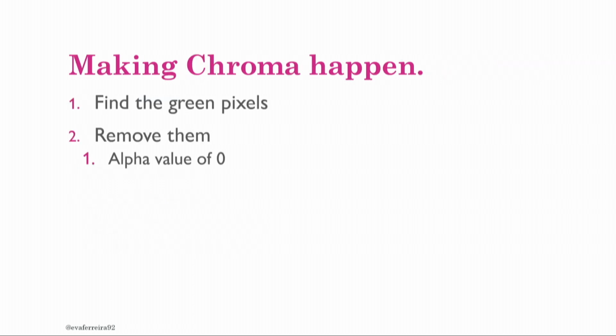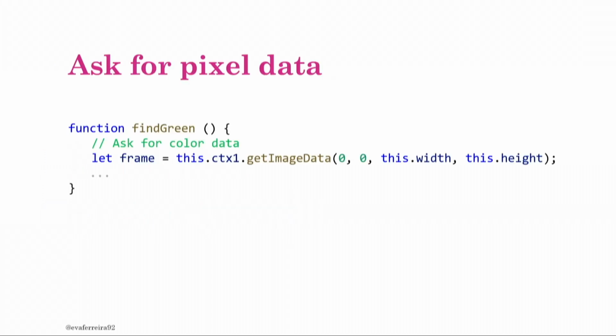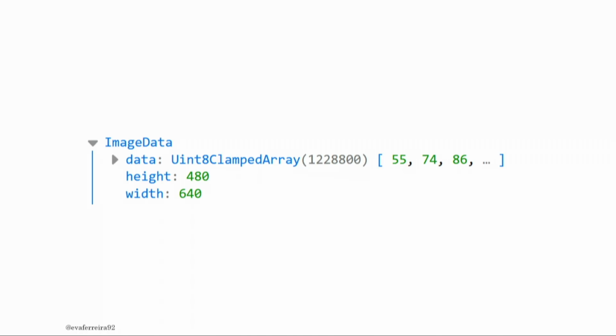So to make Chroma happen, we will find the green pixels, and we will turn the alpha of those green pixels into 0. To find the green pixels, we are going to use a function called getImageData. That function will return all the data of the current frame of the canvas, and it will refresh all the time. And I did something that I wouldn't recommend. I console log this. So what happens is that I got this, which looked really nice at first. It's like, OK, the height of the video is 480, the width is 640, and here it is, your array of 1.2 million units. Why not?